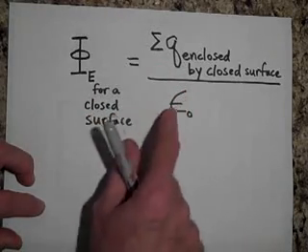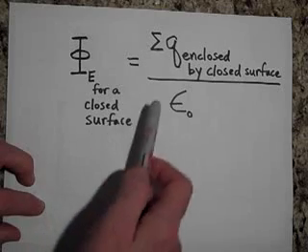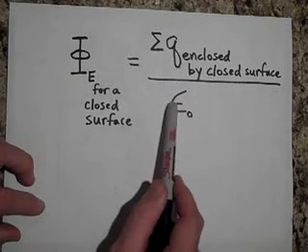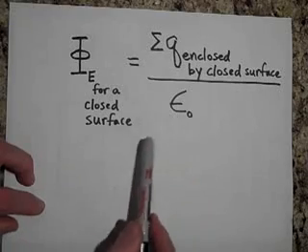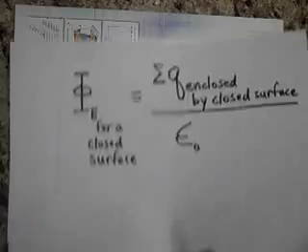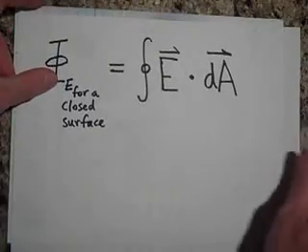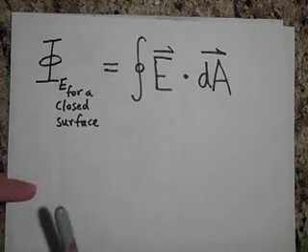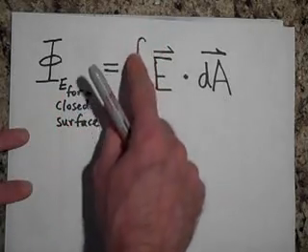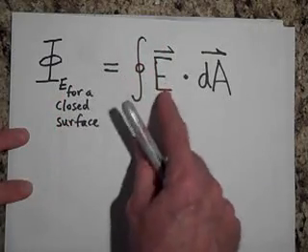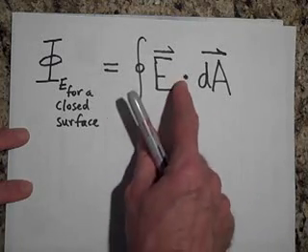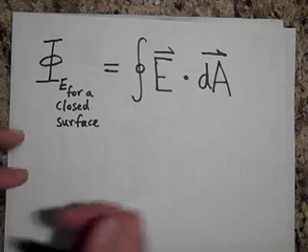So that's the easy way of finding it, usually, is just add up all the different charges that are enclosed and then divide by a constant, epsilon naught. Or you can find the electric flux through a closed surface by adding up all of the electric fields on the Gaussian surface dot dA, the dAs of the Gaussian surface.